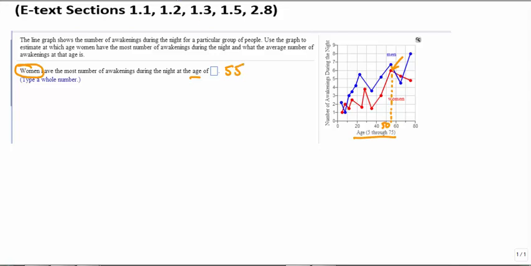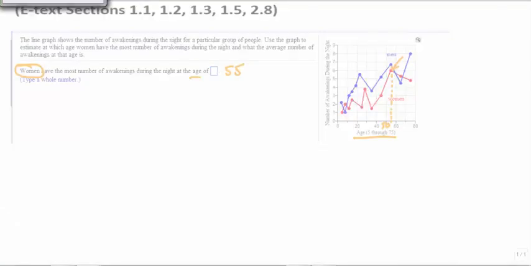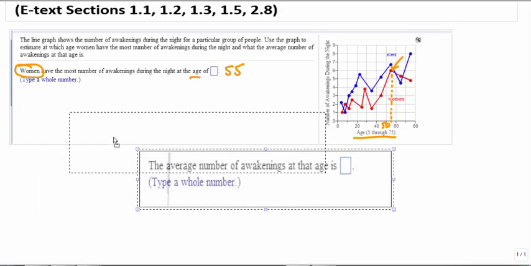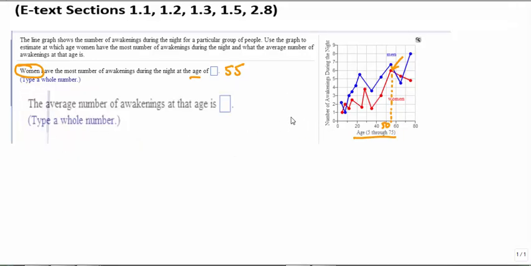Now part 2 to this question is also going to ask you something. It will say, what is the average number of awakenings per night at this age? So at this age we can find the average number of awakenings per night by reading the vertical axis. If we read straight across from here we can see that that's going to be a 6. So 6 would be the average number of awakenings per night for a woman who is 55.